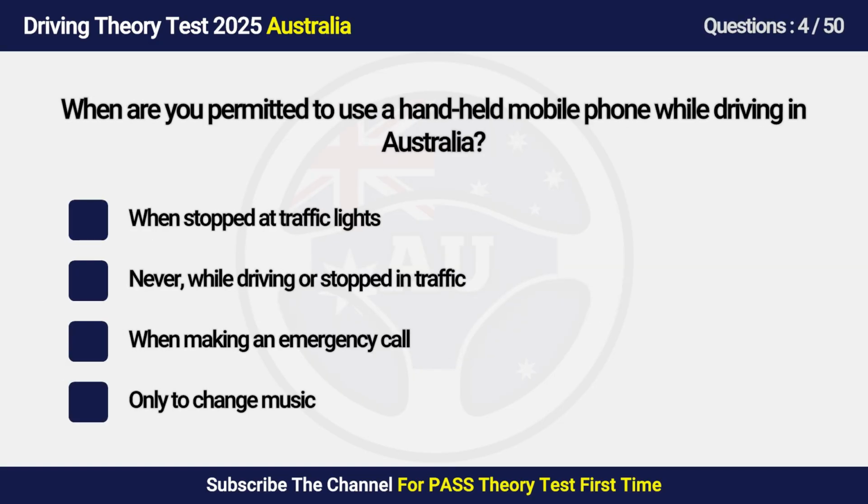Question 4. When are you permitted to use a mobile phone while driving in Australia? A. When stopped at traffic lights. B. Never while driving or stopped in traffic. C. When making an emergency call. D. Only to change music.